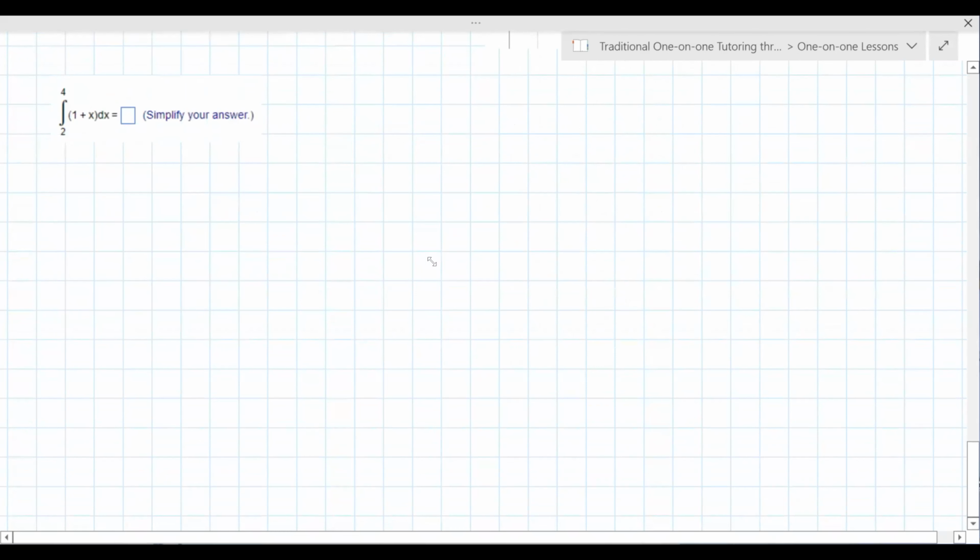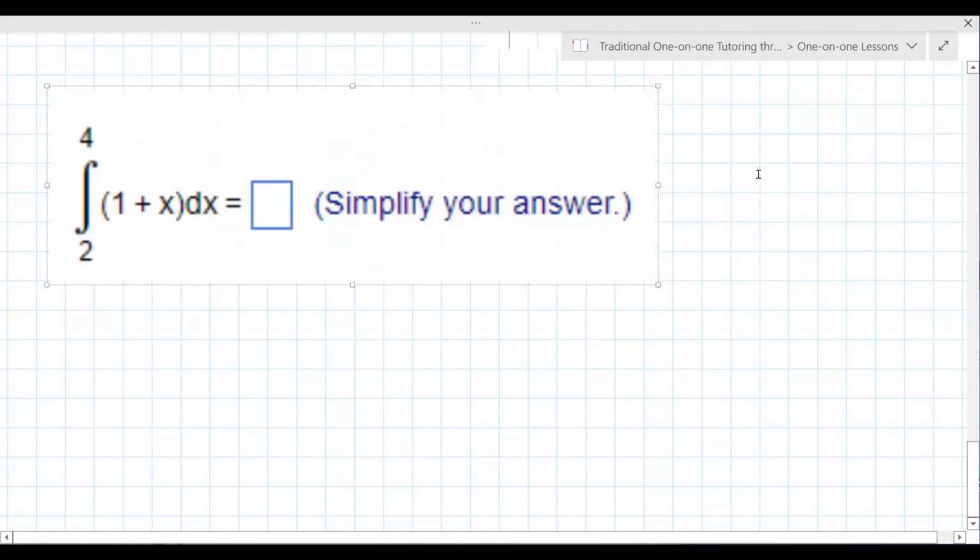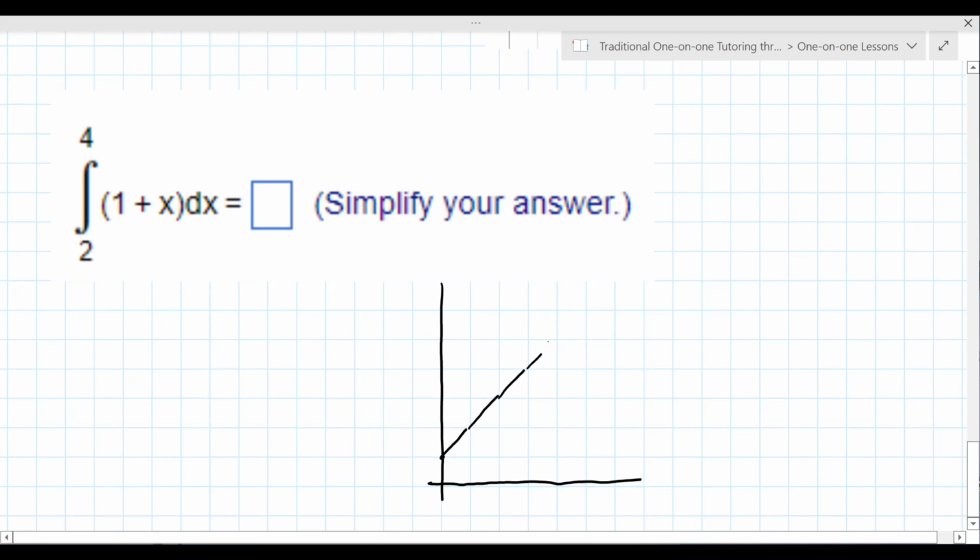Okay, so the next problem says to do this integral, area under the curve of 1 plus x from 2 to 4. Geometrically, the graph of 1 plus x looks like this, and you're going from 2 to 4. So you're just doing this part right here. This is the graph of y equals 1 plus x, but you just want it from 2 to 4.